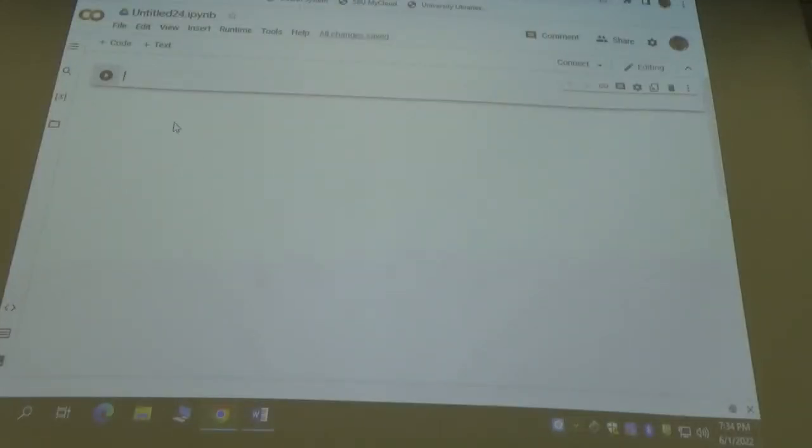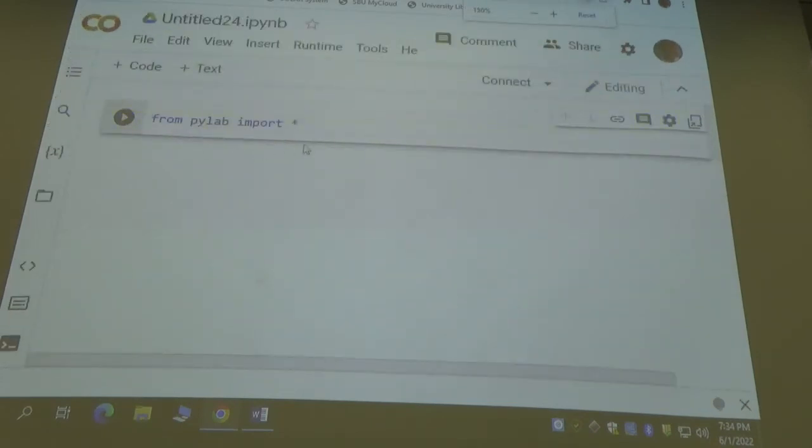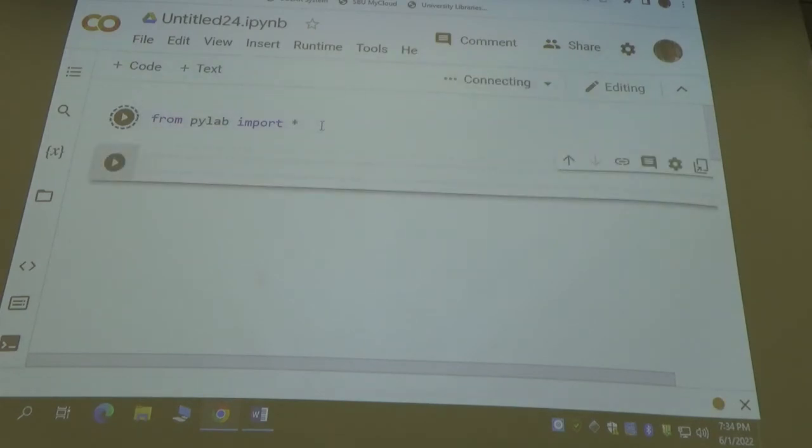You can go to Google Colab. You can just Google Colab. And this is an online version of Python. It's very handy because all the packages are mostly installed. And the one that I like to use is PyLab. So from PyLab, import star. Maybe I should make this bigger. Okay, so that's what I do. And then if I shift enter, it will import PyLab. And what it does, it gives you all the math functions that we want and the graphing capabilities as well. All right. So here's what I want to do.